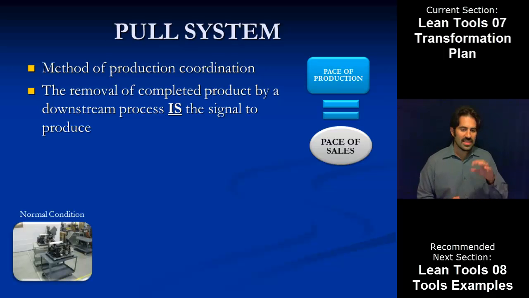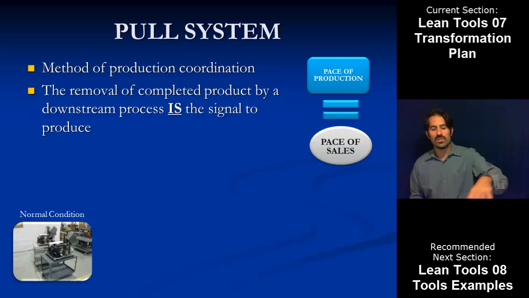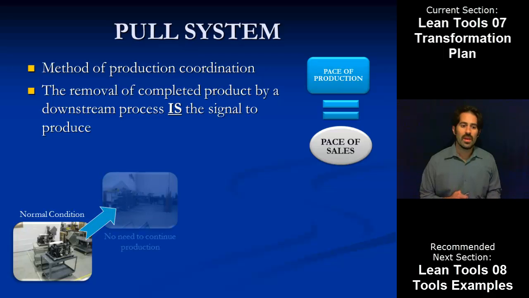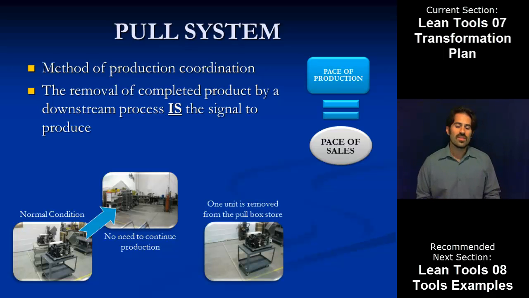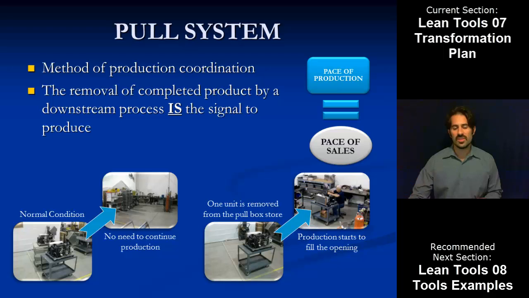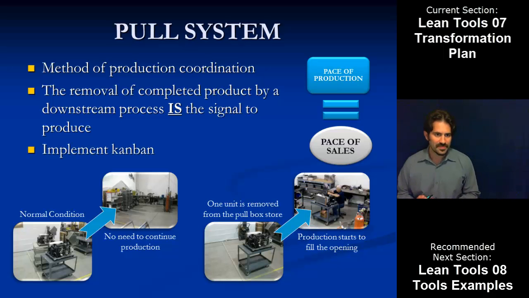And just as an example of this, here in a normal condition, in this store, there should be 2 units there at all time. So when the store is full, up to its expected quantity, there's no need to continue producing those units. However, when a unit is sold or produced, and someone comes and removes 1 unit from the store, that then triggers production. So that's how we only build what we need when we need it, right? That's how the pull system coordinates and acts as the production schedule.